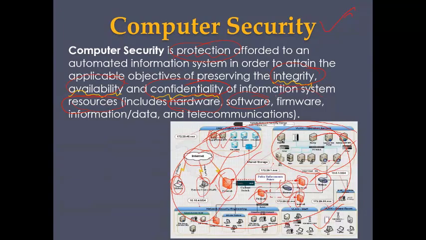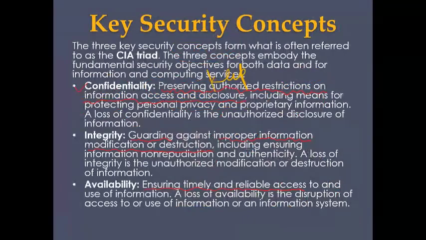And also firmware, to protect some of the networking devices, like firewalls, routers, and switches. And information data, the data of the enterprise or the data about the organization. So we are protecting all these items together, and telecommunication systems as well. It consists of each and everything, as per the definition, and I have shown you the same here in the diagram, that's all. So let's move on.